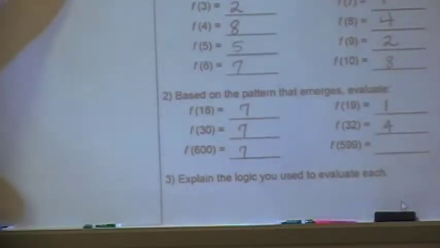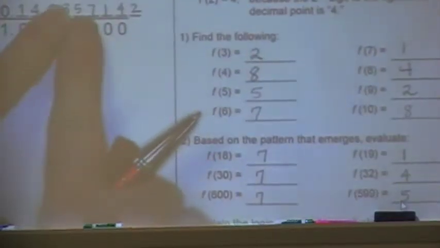7, because we could go to 6 100 times and it'd be 7. And then that would make 599 5, because it is 1 spot less than 600, so it would be right here. Is everybody good?